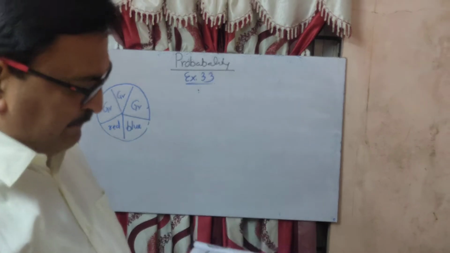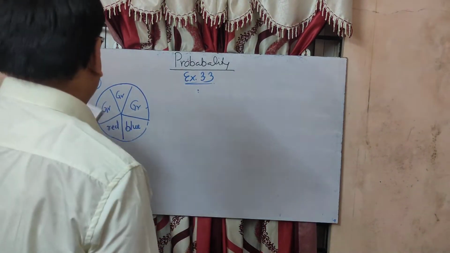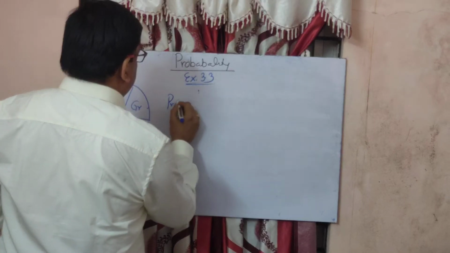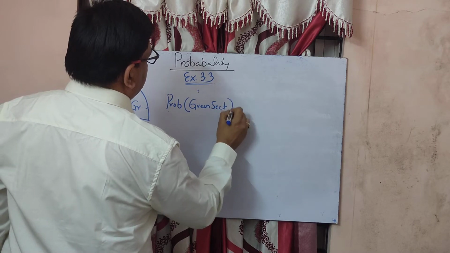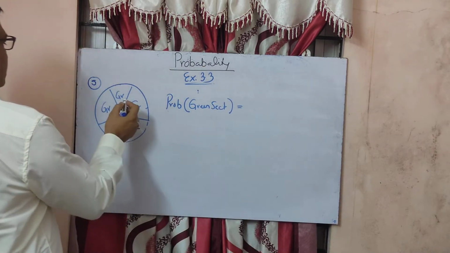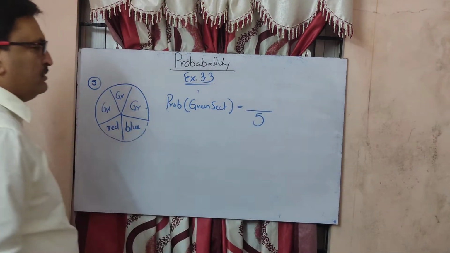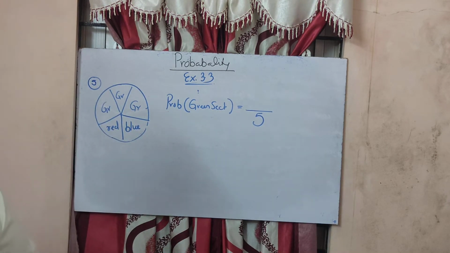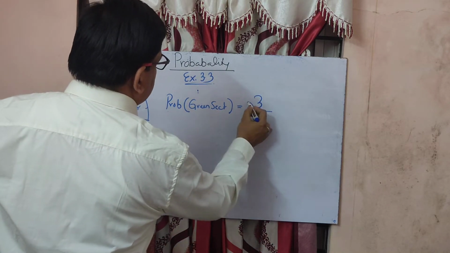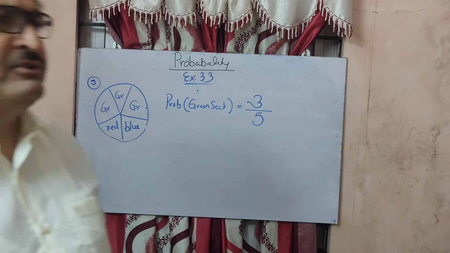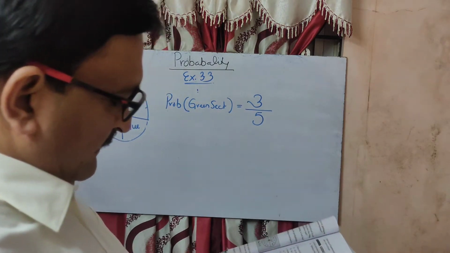Is a spinning wheel. What is the probability of getting a green sector? So probability of getting a green sector. Total, how many are there? 1, 2, 3, 4, 5. Totally there are 5 sectors. Out of those, how many green are there? 1, 2, 3. 3 upon 5. Probability of getting a green sector is 3 upon 5.